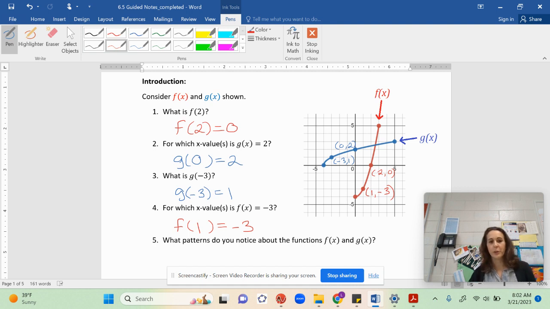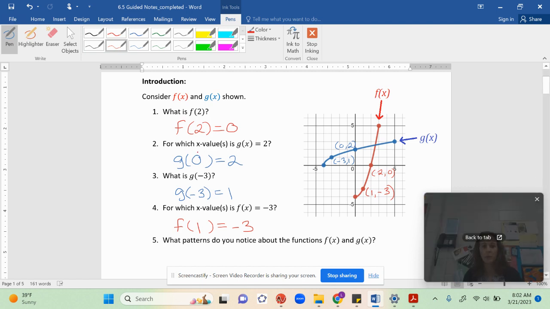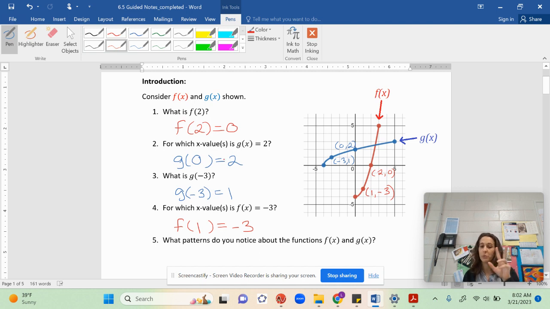So what patterns do you notice? Well, I hope that you notice that the x and y values are switched from the blue graph to the red graph. And so when f of 2 is 0, g of 0 is 2. We're kind of switching the inputs and the outputs here. And what we call f and g is we call those two inverse functions. When every single point on f can be reversed to get a point on g, or vice versa, from g to f, that means those two functions are inverses.